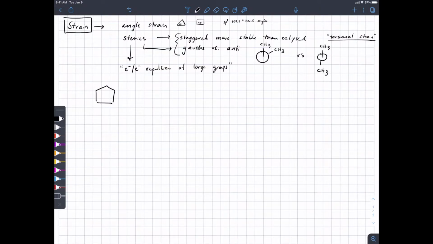Okay, so I just wanted to remind you that if we have a flat 6-membered ring, the bond angles could be around 108. But if you looked at that ring from the side, what you would see is if it were perfectly flat, all the carbon-hydrogen bonds would be eclipsed with each other. In fact, if we looked down this carbon-carbon bond in this flat conformation, all the carbon-hydrogen bonds in the front would be eclipsed with the carbon-hydrogen bonds in the back.